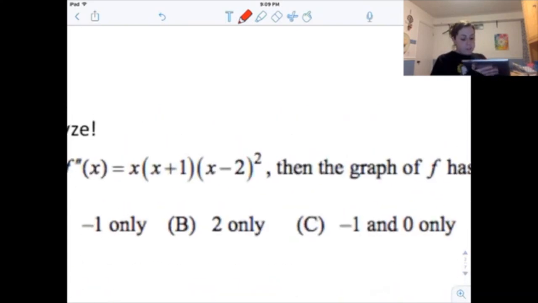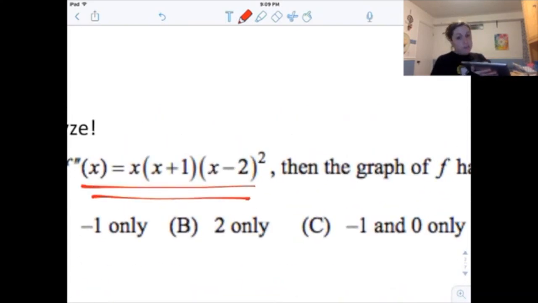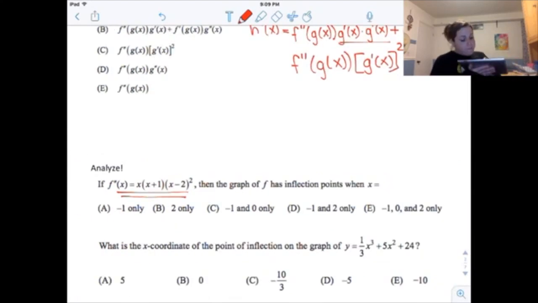So on this first one, it says this is my second derivative. So notice they've already given it to you. You don't need to do the work for it. Find where f has a point of inflection. The key here is that points of inflection don't just happen when f double prime equals 0. They happen when f double prime changes signs. So you need to have a stronger argument than just that's where it equals 0. You need to actually show that it changes signs. So let's start with that.